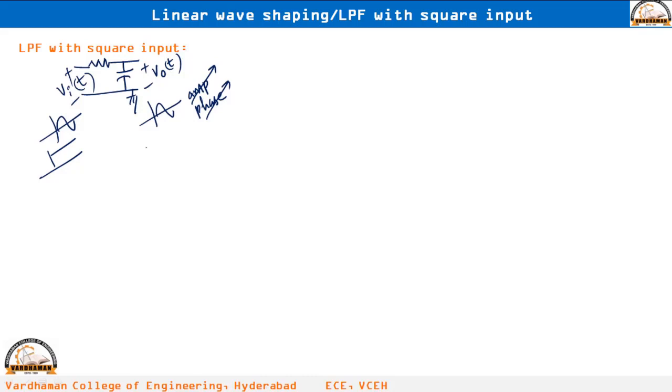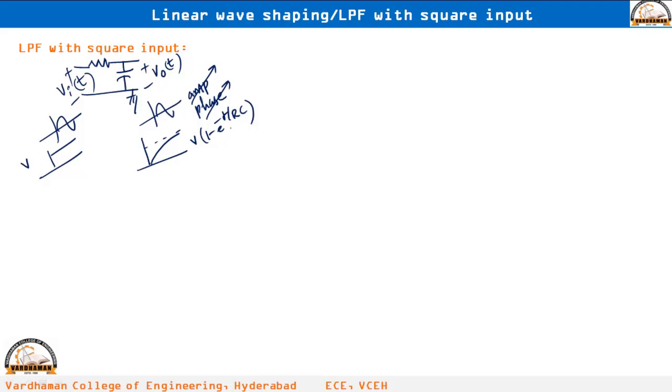Because of the step input, what type of output did you get? An exponentially increasing signal. The expression we have given for this is V into 1 minus e power minus t by RC, where V is the step change in voltage in the input, from 0 volts to V volts. So, for this step input, the output is an exponentially increasing signal, and the maximum voltage is V only.